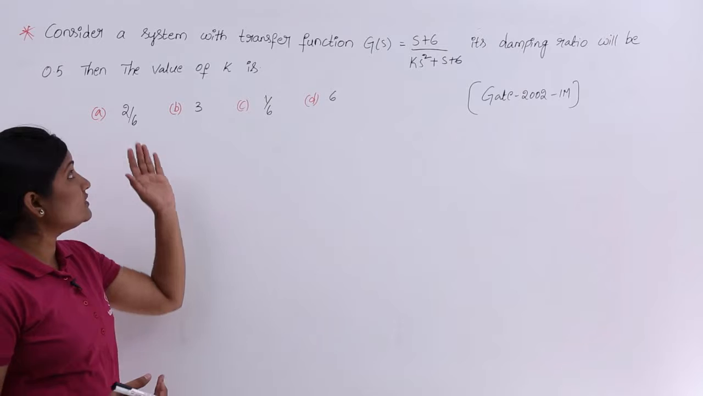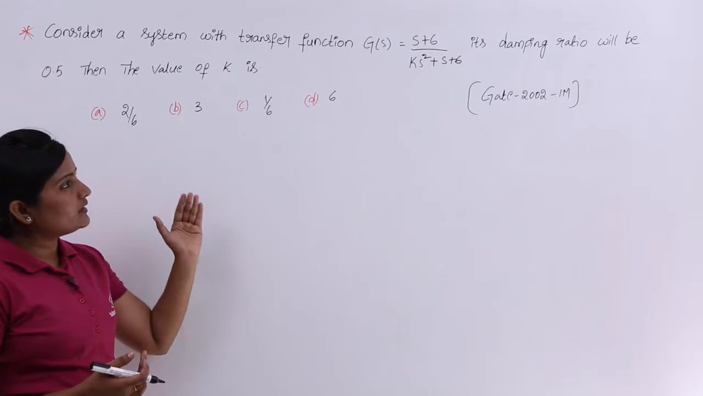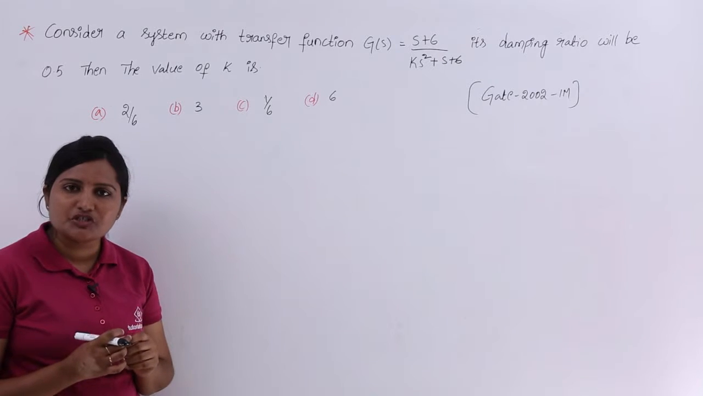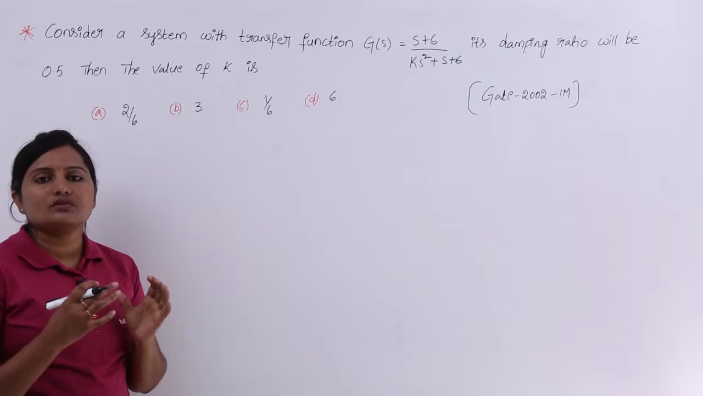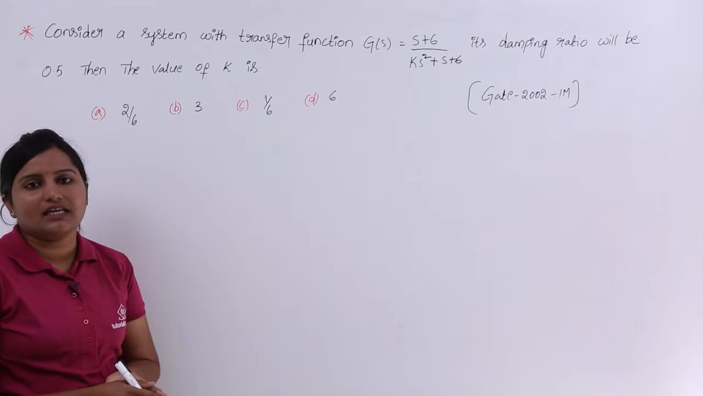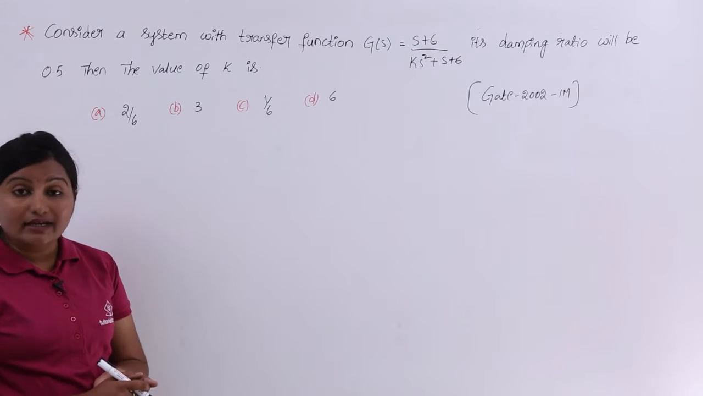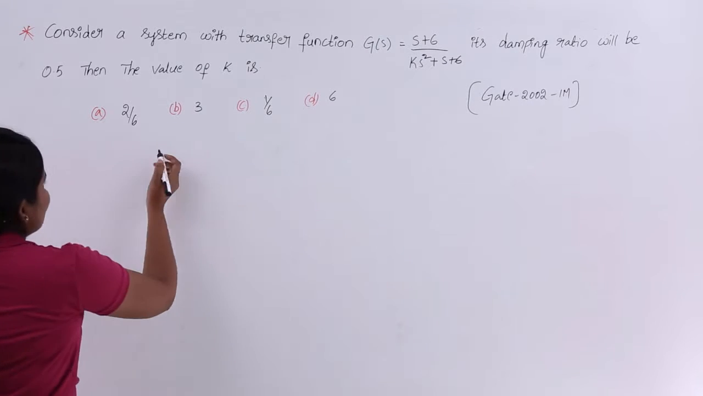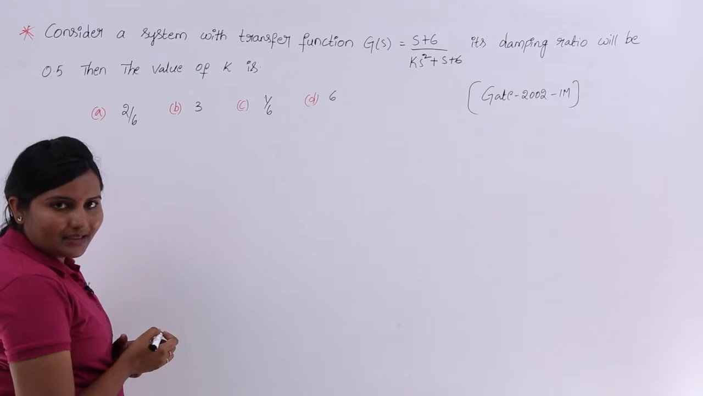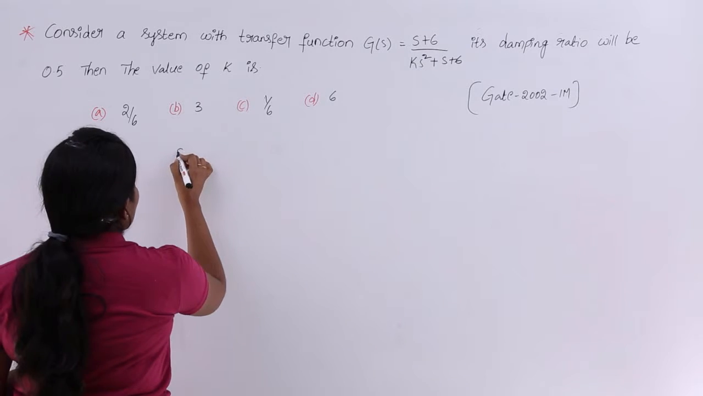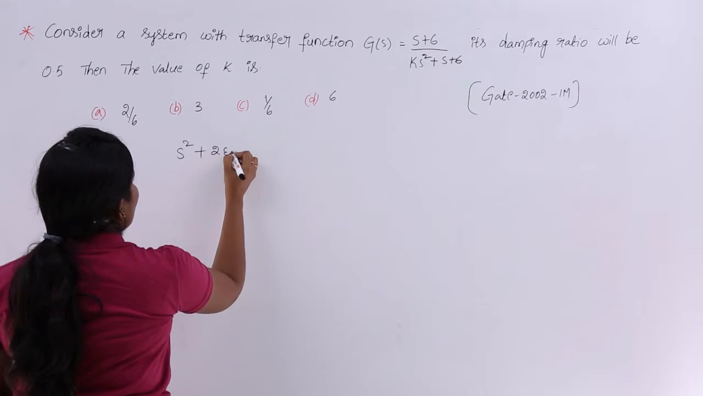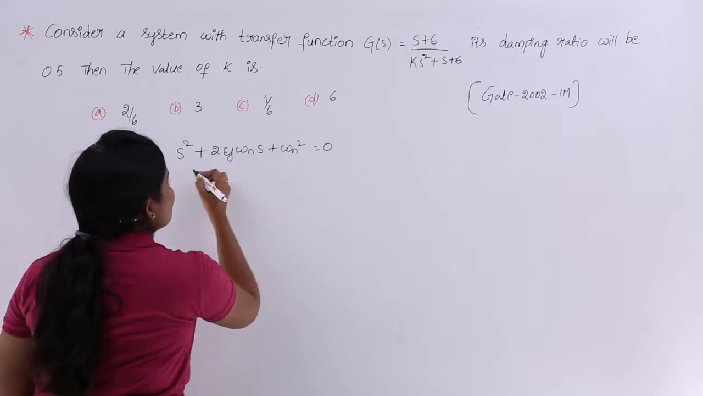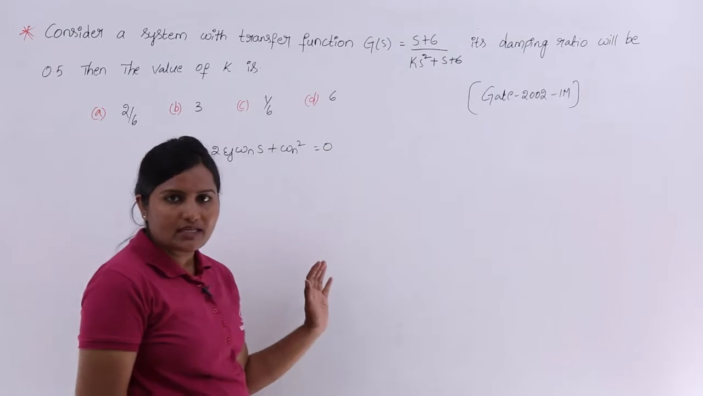They gave the transfer function and the damping ratio. When you hear the words transfer function and damping ratio, you need to consider the characteristic equation of the transfer function to get the value of zeta or omega n. So, here I am going to consider the general characteristic equation of a second order system as s² + 2 zeta omega n s + omega n², which is nothing but the denominator of the system transfer function.